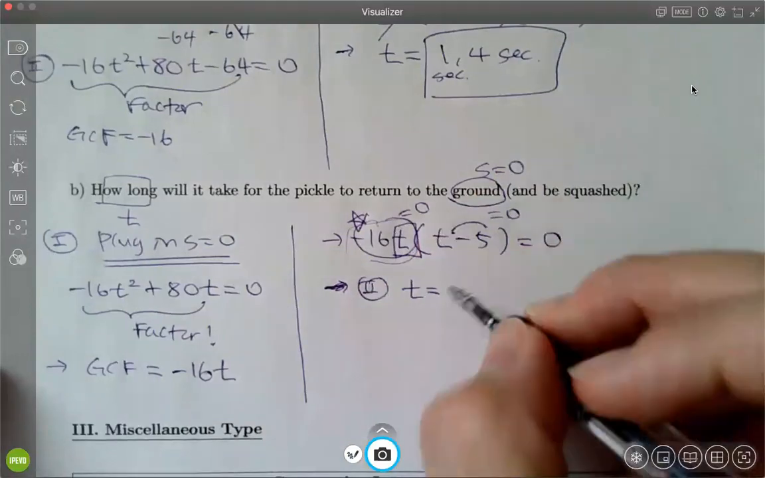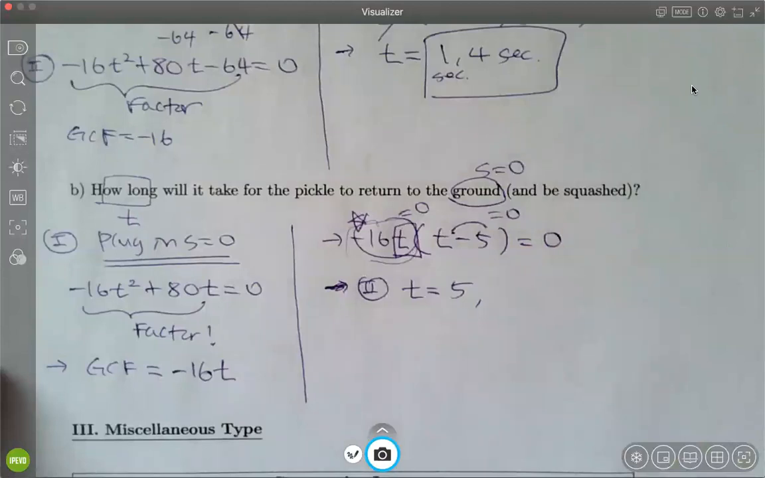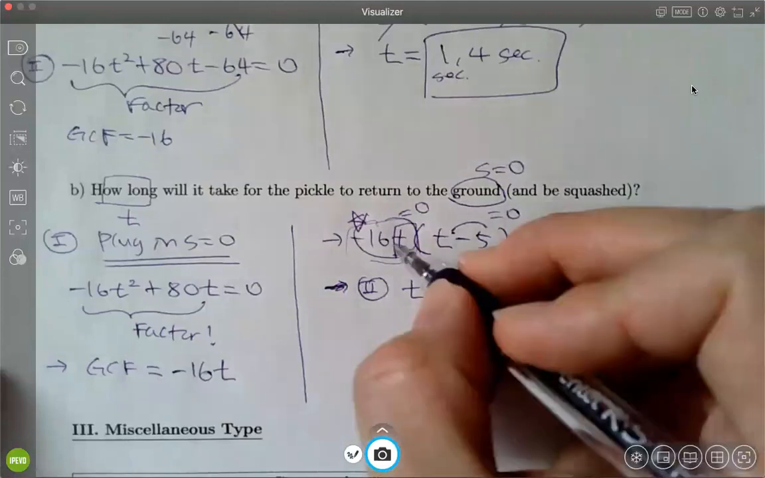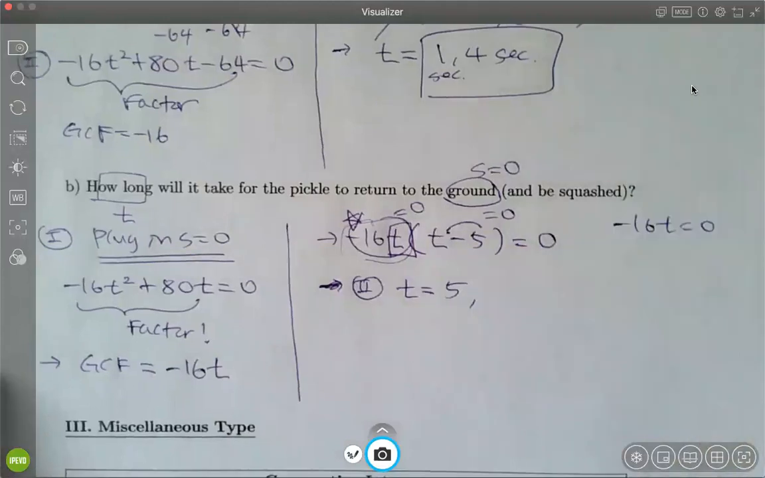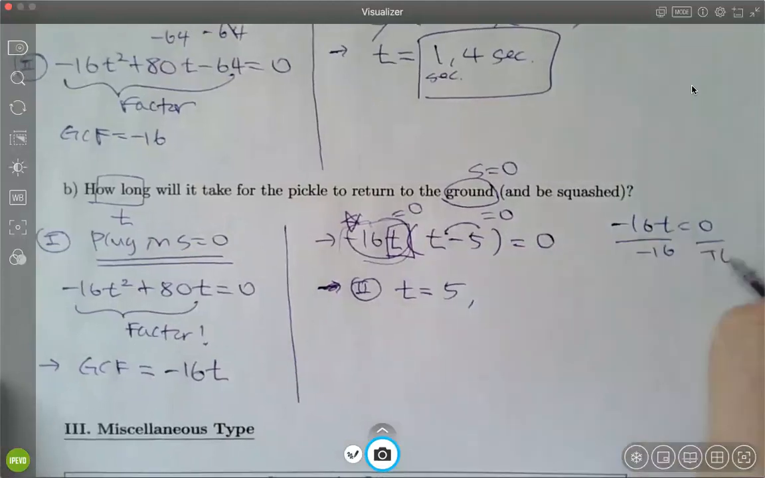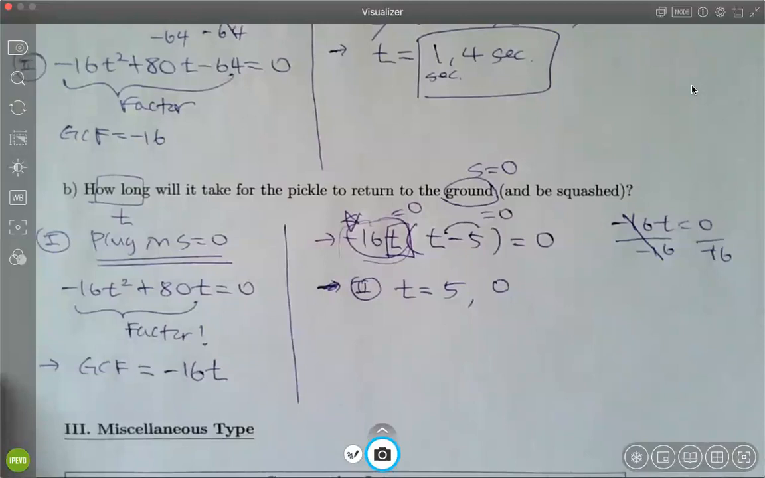So what do you get? t equals 5, or t is equal to what? Be careful. It's not negative 16 plus t, it's negative 16t equals 0. So what do we do? Divide by negative 16, right? And what is 0 over negative 16? 0, yes. So 5 and 0. Now, do we keep both or cross out one of them or cross out both? Cross out 0.